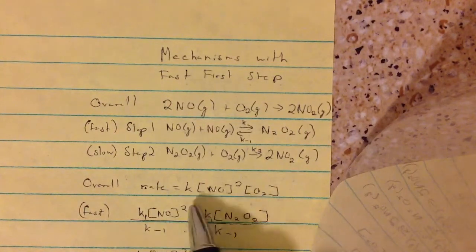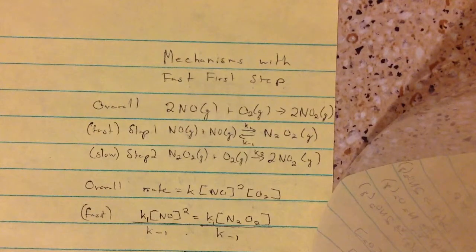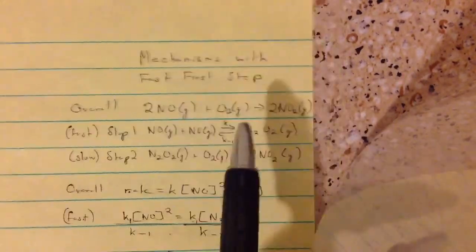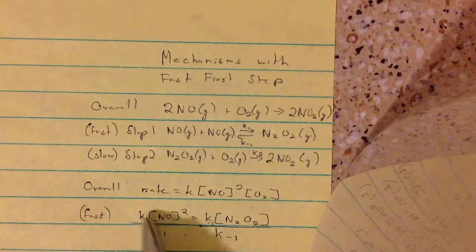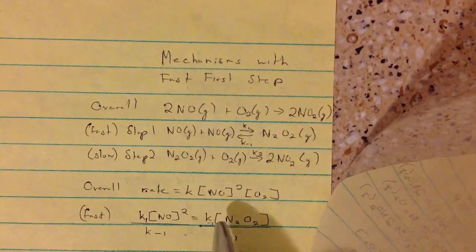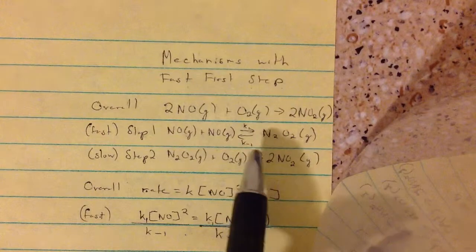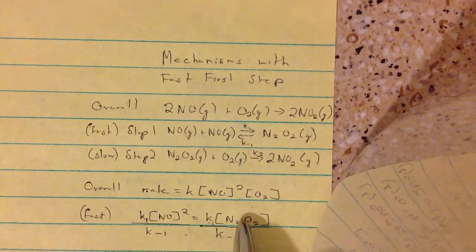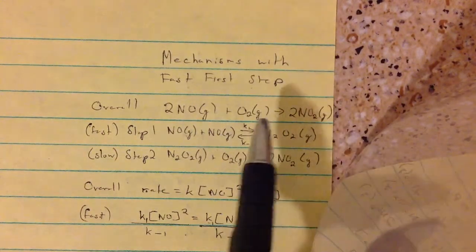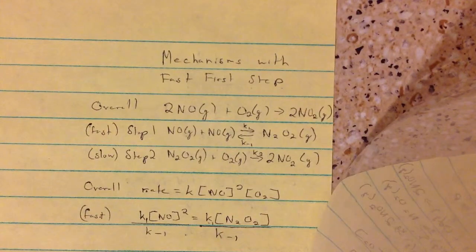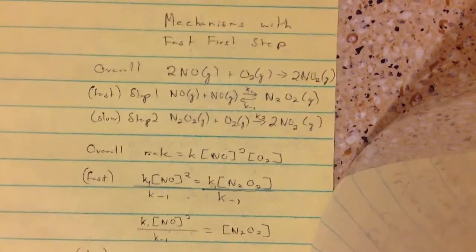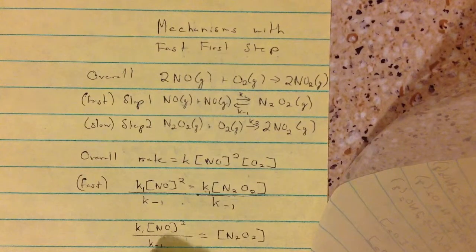So it's NO to the second power, and the forward reaction is K1, so it'll be K1 times NO squared, and it'll equal the reverse reaction, which is K negative 1 times N2O2, and the coefficient's 1, so it'll just be that. We want to isolate N2O2, so we divide each side by K negative 1, and that gives us K1 NO squared over K negative 1 equals N2O2.